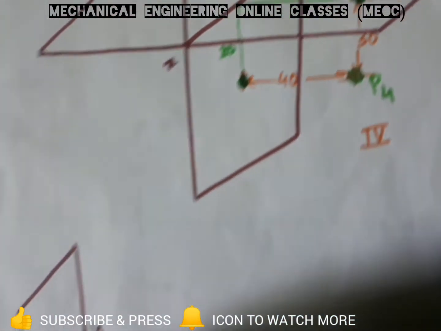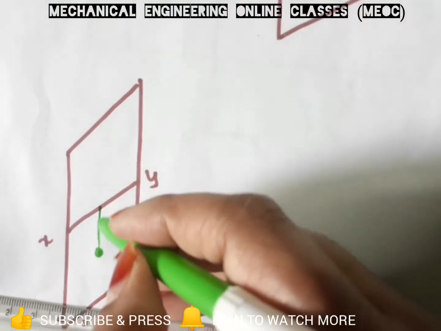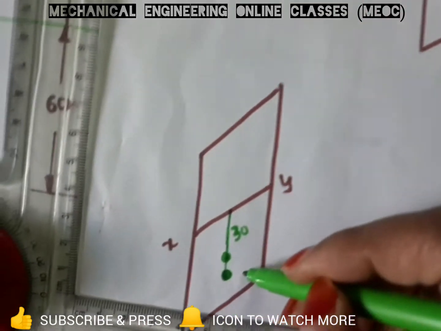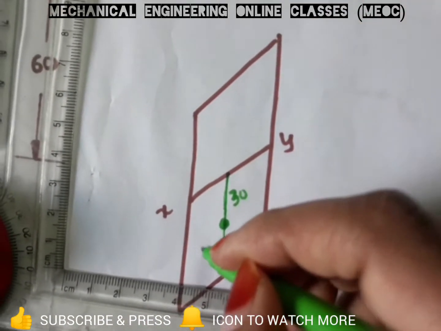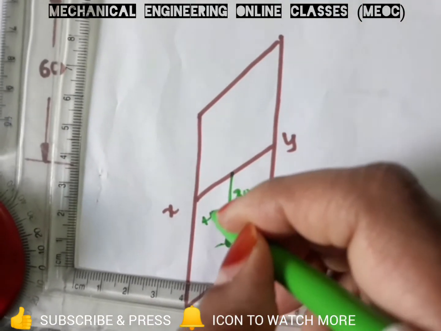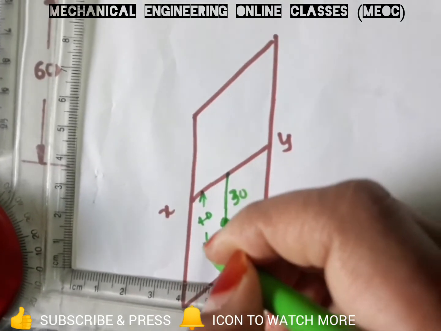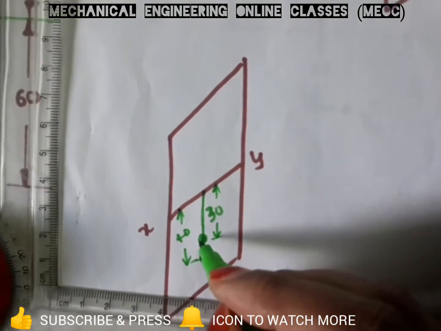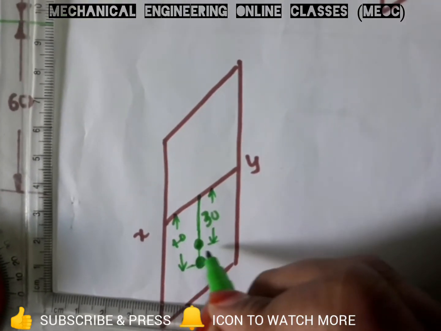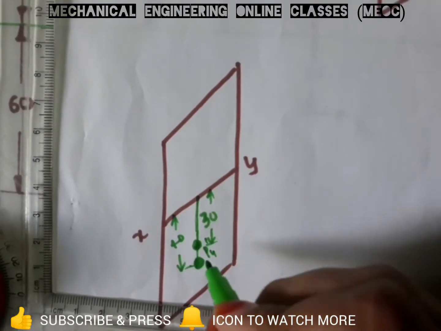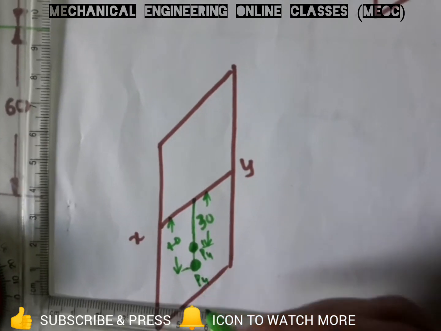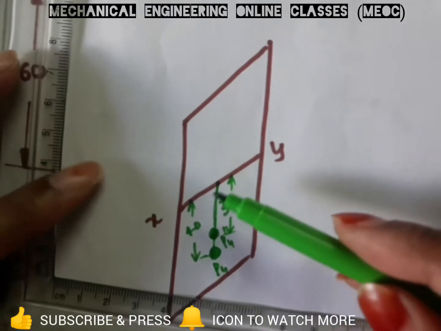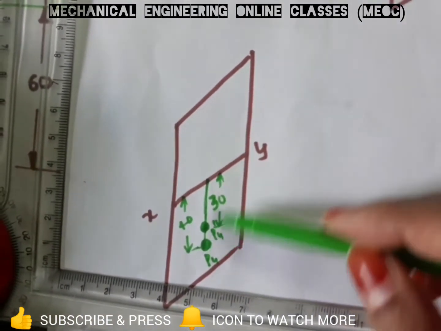Just below this, I will extend below this line by 10 mm, so that the total distance here will be 40. This point is the front view, so I am naming it as P4 dash, and this is P4, the top view. So we will work this out on the graph sheet. Here both front view and top view are below the XY line.